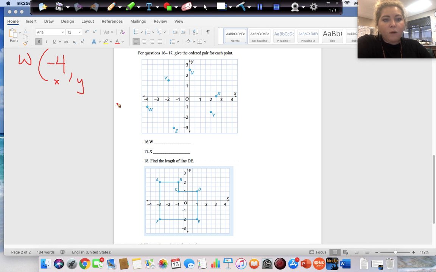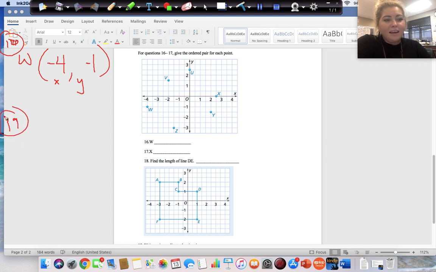Okay, and to find your Y value, you need to go up or down. So we are at 0 here, we went to negative 4, and now we need to go down negative 1/2, negative 1. See that we are at the negative 1, okay, for our y. So that is number 16, which is W. Nope, that was 16. Yep, that was 16.